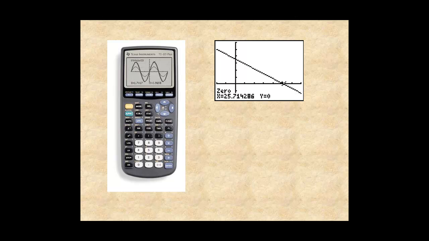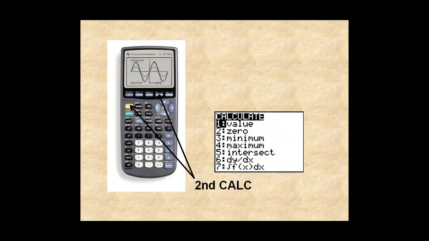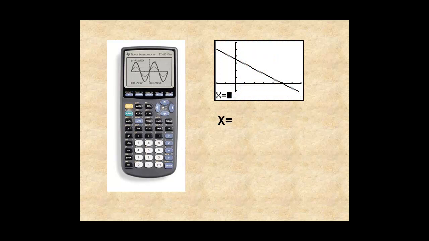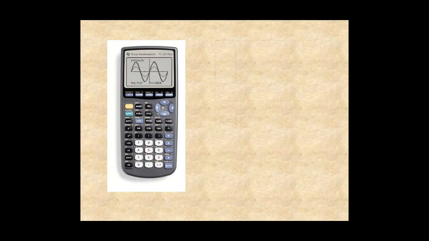As a final step, you will be asked to find another point on the graph of the line. In this example, you are asked to find the point at x equals 15 and show this on your sketch. Press second Calculate again to show the Calculate menu. Press Enter to select Value, and the graph is displayed with the x equals prompt at the bottom left of the screen. Enter x equals 15, and then press the Enter key.